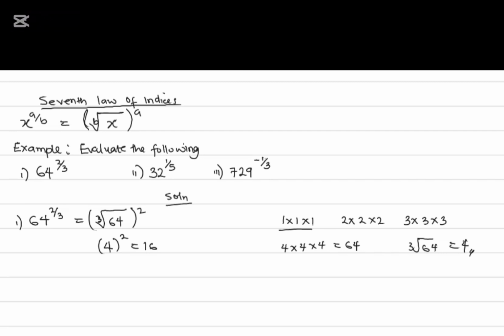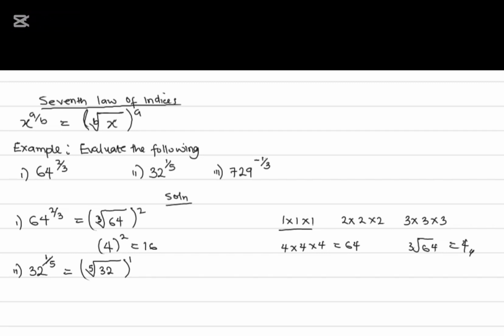Look at the second one. For instance, we have 32 raised to power 1 over 5. And you know, that can simply be written as the fifth root of 32, then raised to power 1. Obviously, anything raised to power 1 is itself.